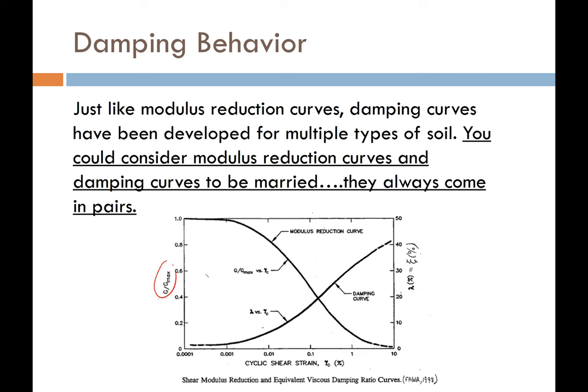So on this axis with cyclic shear strain, I have modulus reduction here. But on the same plot, just on a different axis, I could have damping ratio shown here. And so for every modulus reduction curve for a particular soil type, I should have a corresponding damping curve.